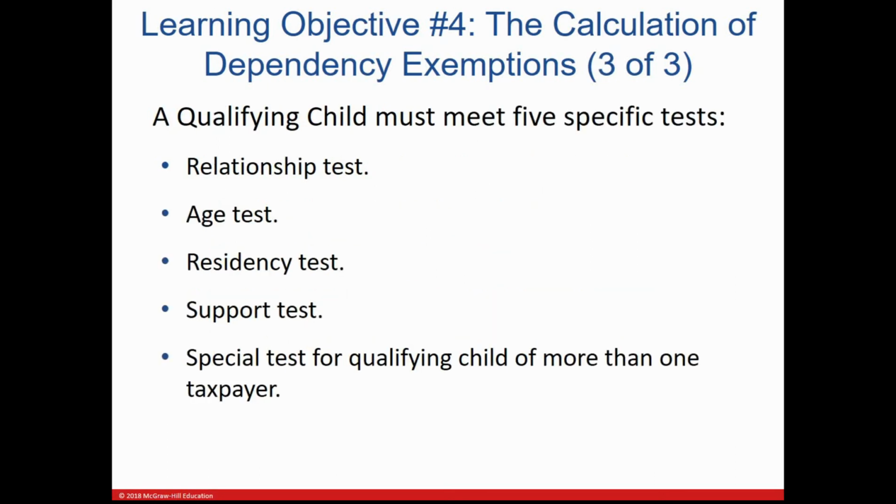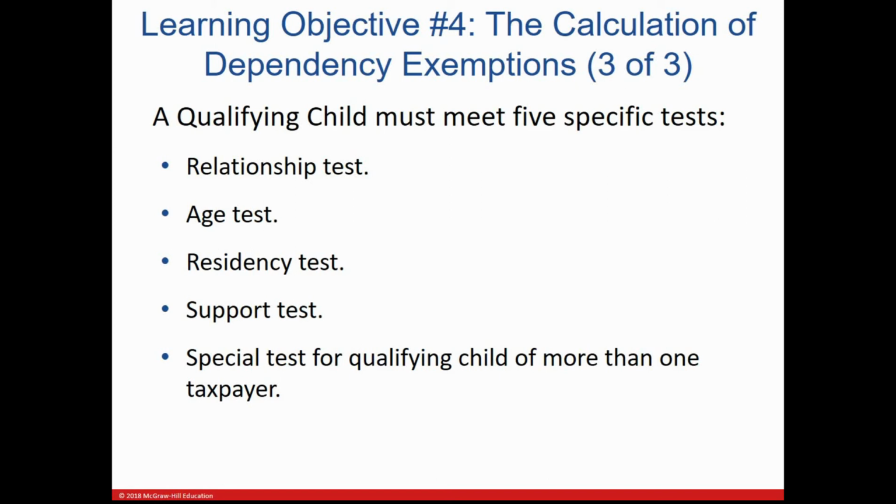The qualifying child has these 5 tests that must be met. Again, the idea is we want to determine whether or not this child can be claimed as a dependent and get, for example, the benefits of having this dependent on the tax return. So we'll talk about the relationship test, the age test, residency test, support test, and then special tests for a qualifying child of more than one taxpayer. And this is where I mentioned earlier that this qualifying child's exempt dependency can be split among a variety of taxpayers. Generally, only one person can claim this child as a dependent.